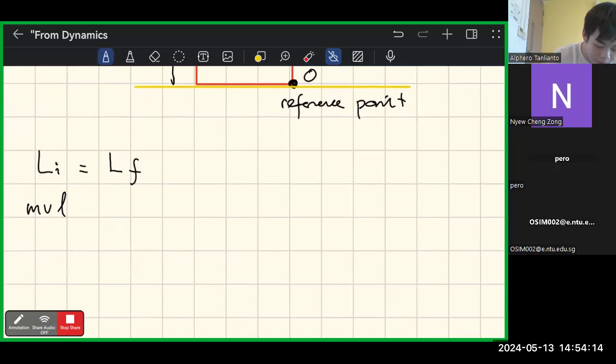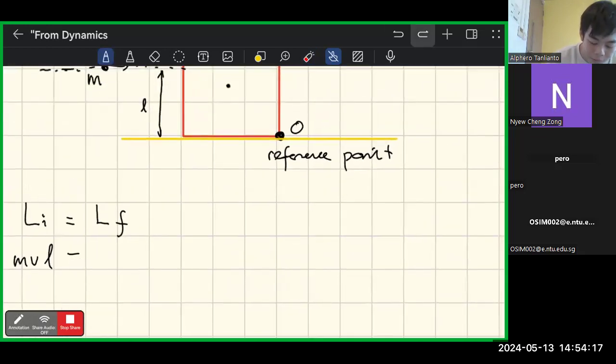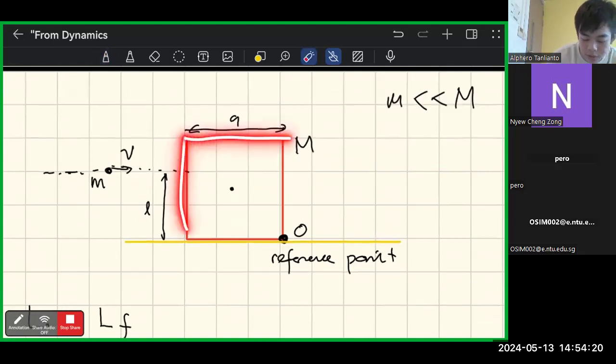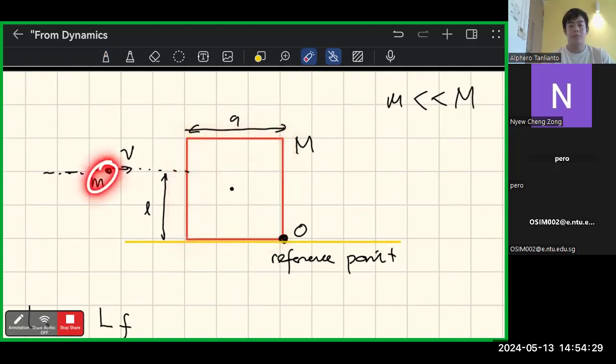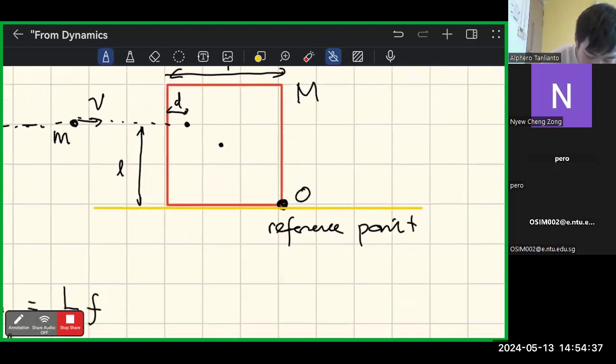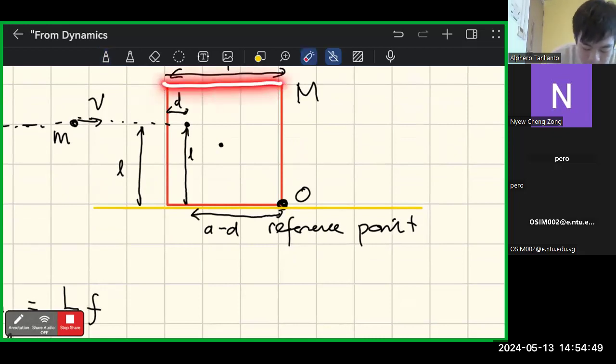And because it's embedded, it will become one object with a new moment of inertia, because now this mass m is part of the moment of inertia. So let's say it's embedded this deep, d. So you have this length L, and this length is a minus d, because it's embedded by d.